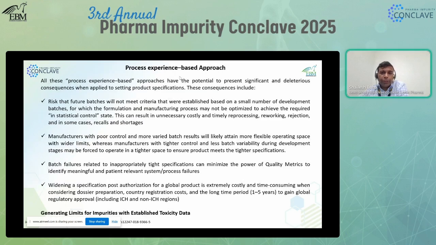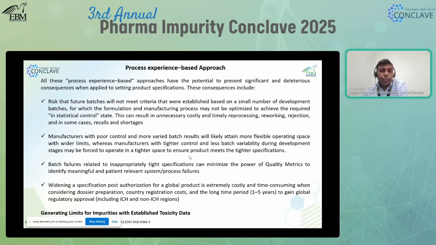So what process experience based approaches do we generally use during specification? There is a risk that future batches will not meet criteria that were established based on a small number of development batches. This misguiding happens where we have a limited number of batches, a limited number of lots evaluated, and we set up some specification, and later it leads to consequences of reworking, rejection and reprocessing.